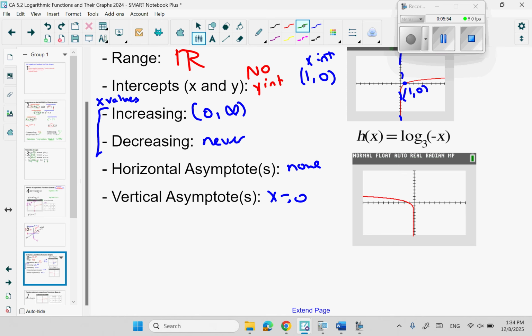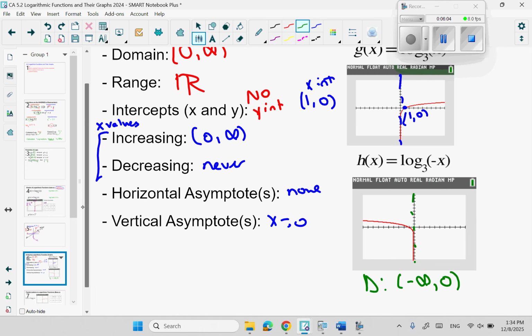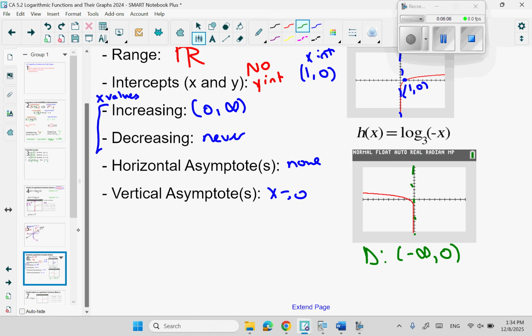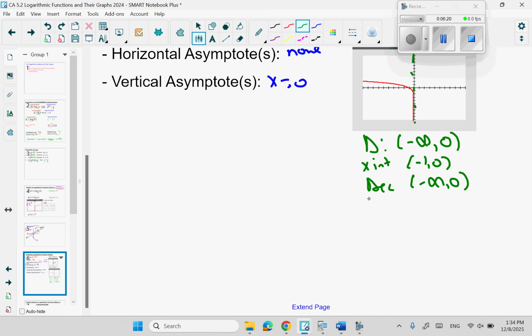Here, we would see that the domain is now negative infinity to 0 because I'm before that vertical asymptote. The range stays the same. My intercept is now negative 1, 0 because I get that reflection. I am now decreasing from negative infinity to 0. I am never increasing. And I have the same vertical asymptote.